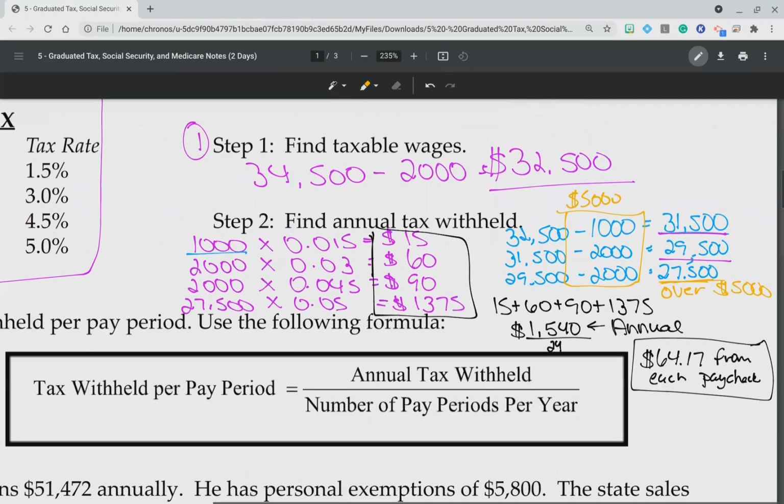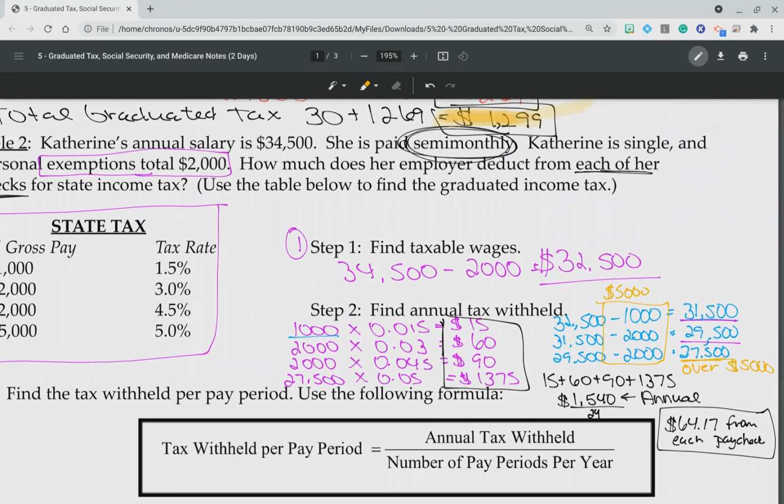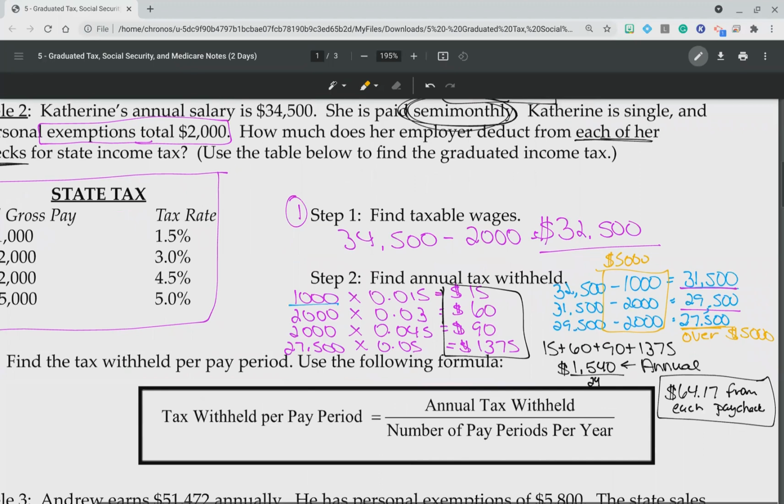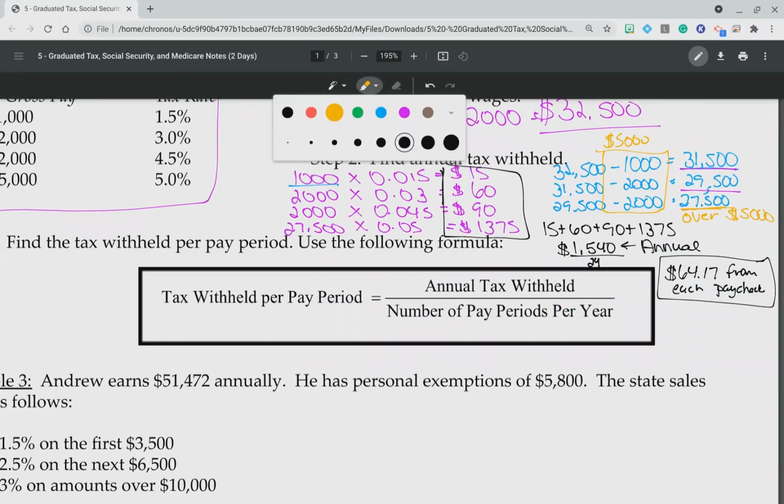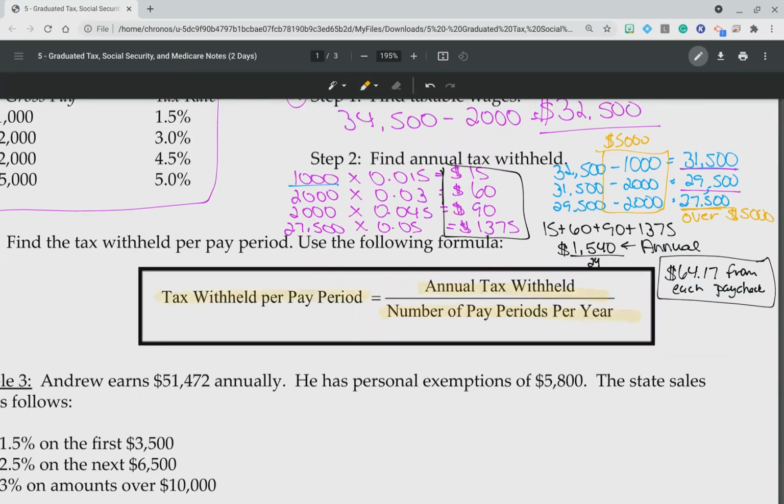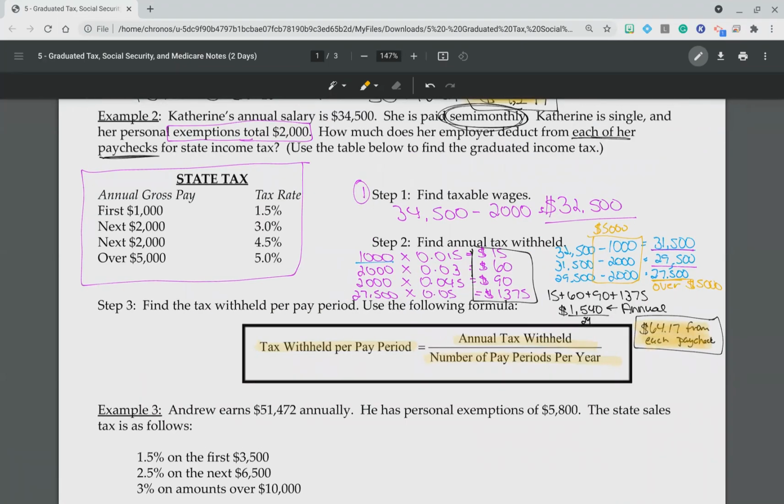If we just wanted their total graduated commission, or commission, I keep saying commission, sales tax, it would have been that $1,540. But this one had you take it one step further, and we used this formula right here to find our final answer of dividing it by 24. All right, so that was a lot. But let's try one more example just to get some more practice.